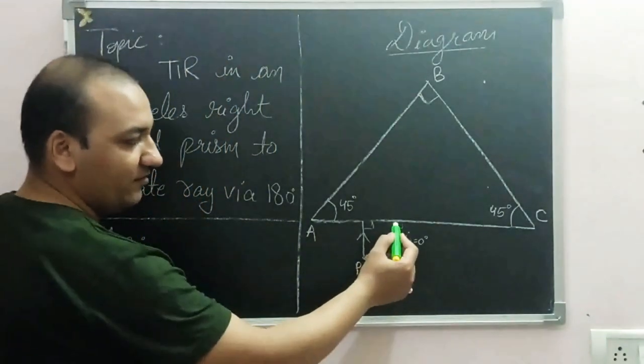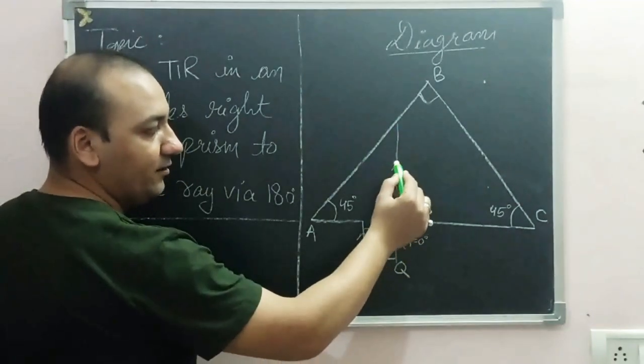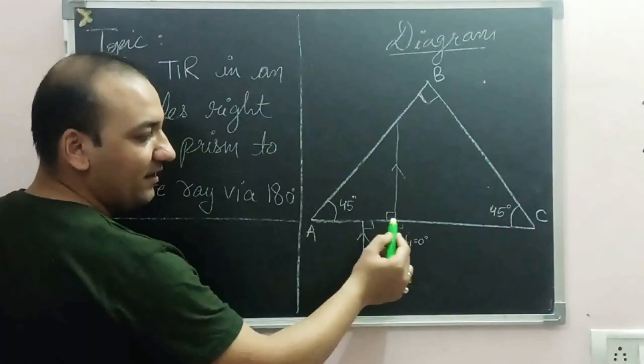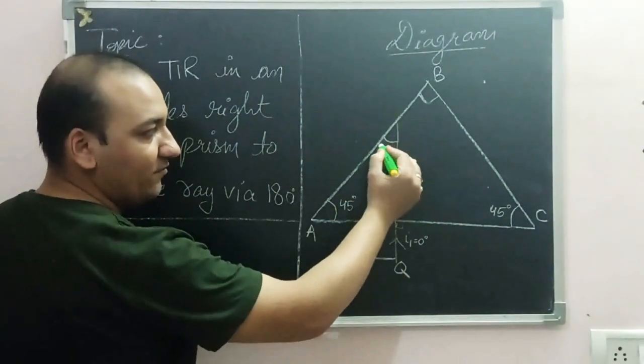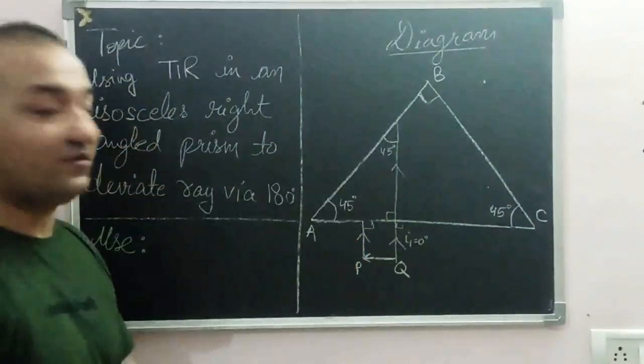So let's say take this ray. It moves straight away, till here. This is 90, so vertically opposite angle. This is also 90, 45, 90, which means this is also 45. And now we've touched the other surface of this prism, which is AB.